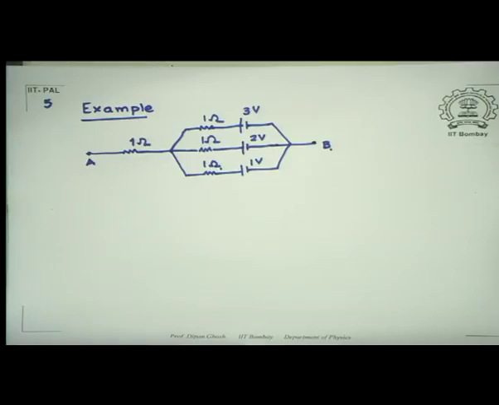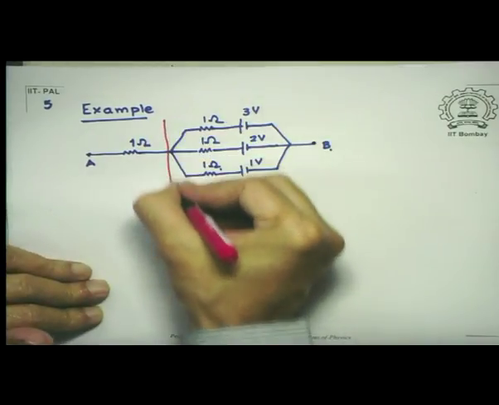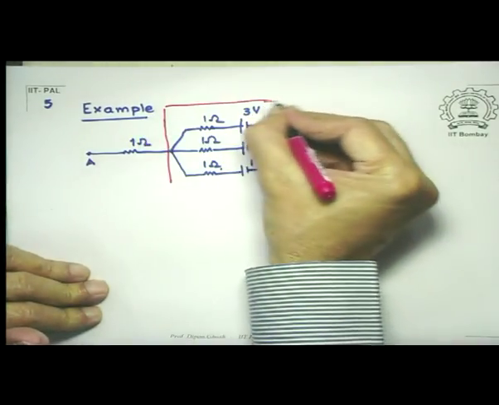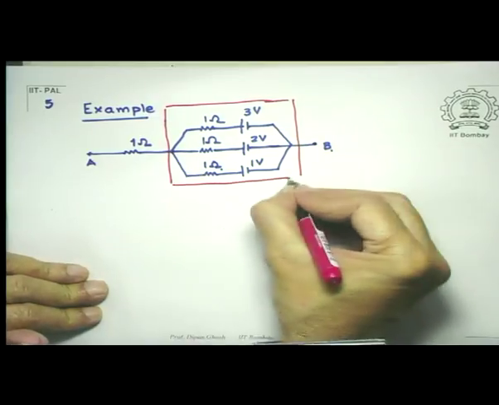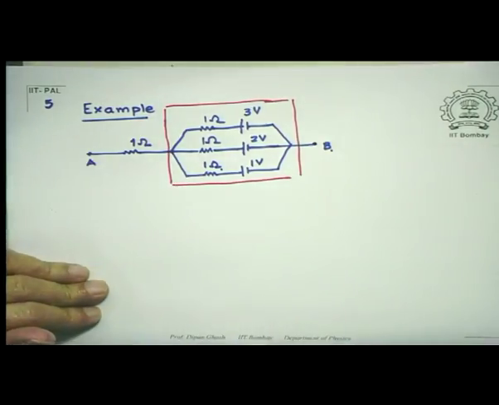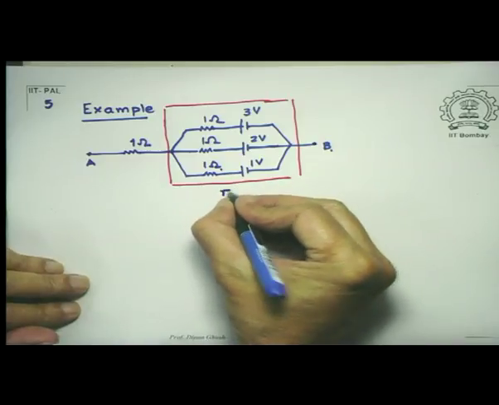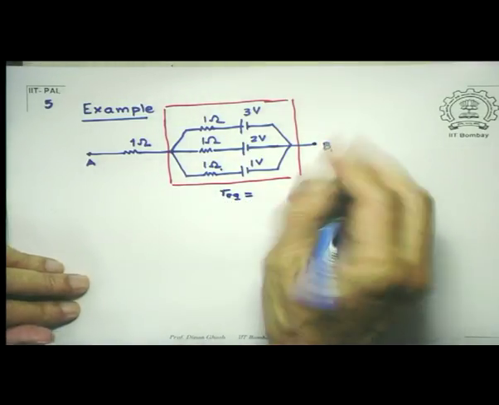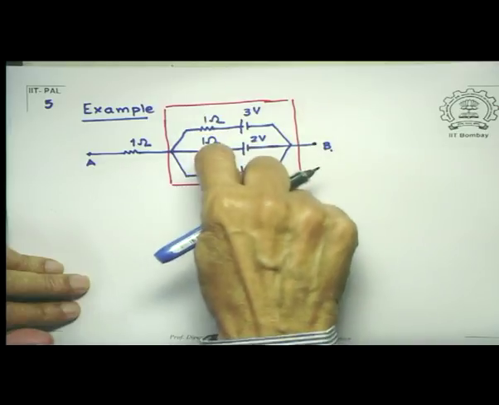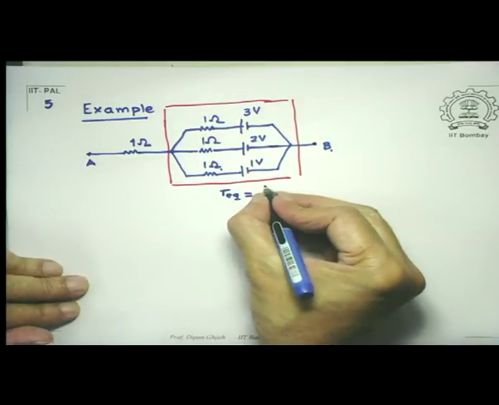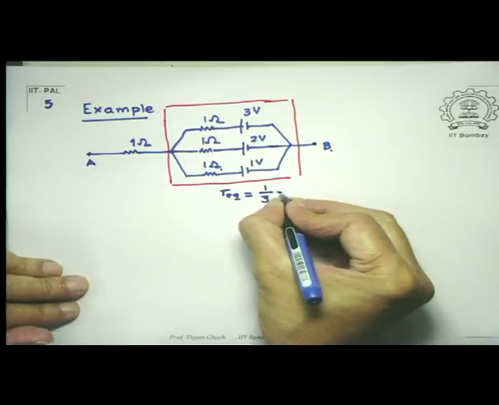What I have said is this, that this parallel combination I can replace by a single battery. And how much would that be? So the equivalent resistance here is simply the parallel combination of three 1 ohms, which of course will give you 1 by 3 ohms.